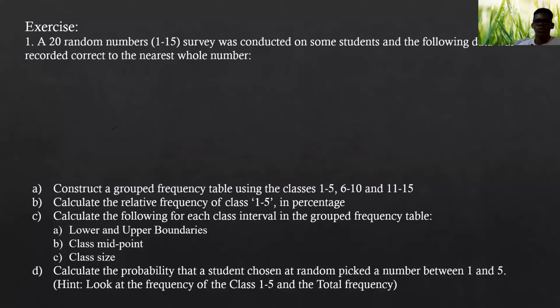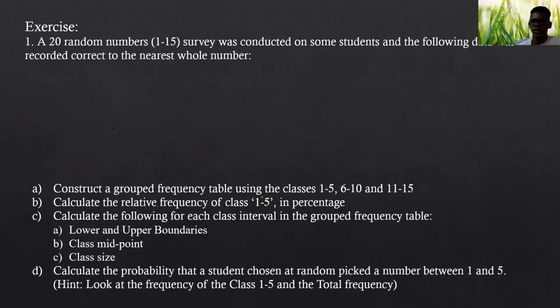So this is the exercise. We're gonna grab 20 random numbers between 1 and 15 from you guys in the class. Whole numbers, of course. I don't want anybody calling out decimals. And you guys are gonna construct a grouped frequency table using these class intervals.